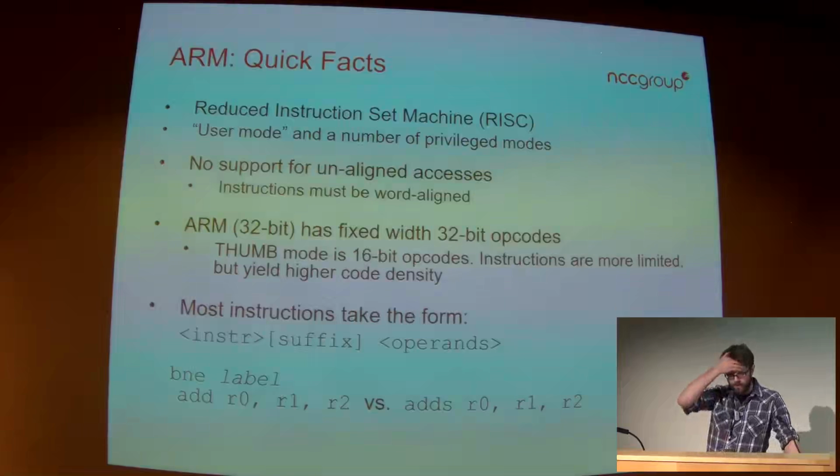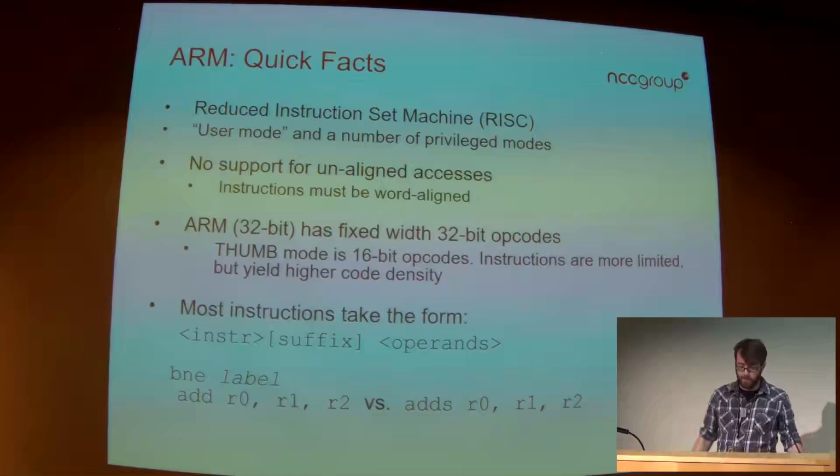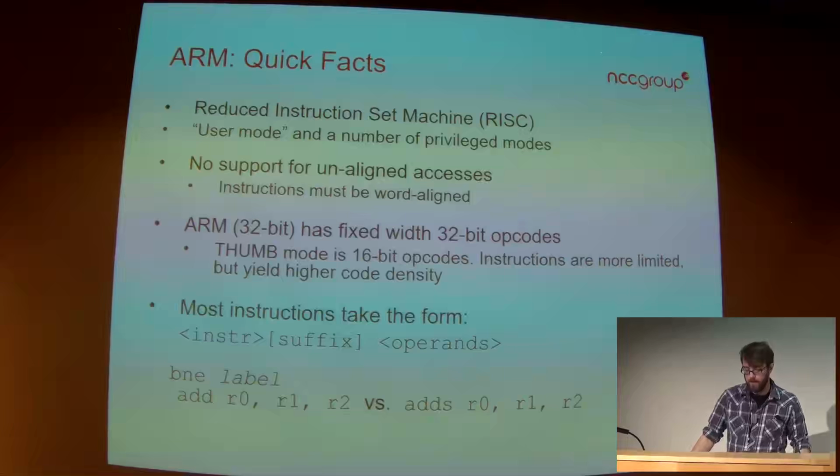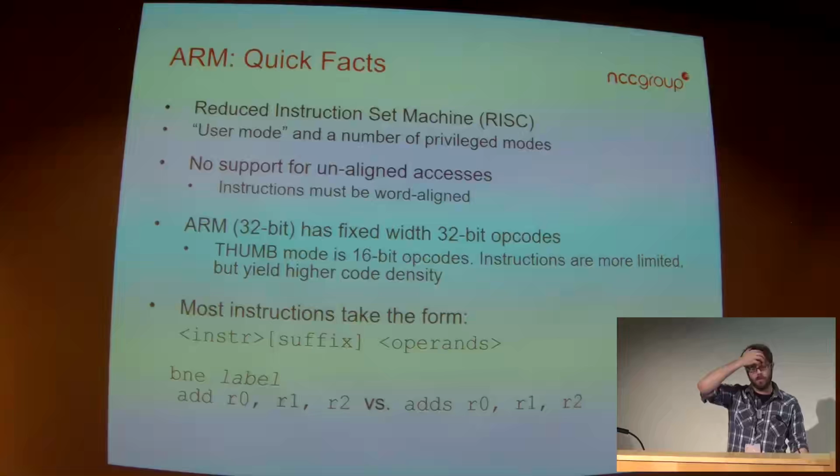ARM has 32-bit. Well, ARM is 64-bit as well. We're talking 32 only here. That's fixed with 32-bit opcodes. And there's also this Thumb mode, and Thumb is 16-bit opcodes, and the instructions are more limited, but this yields higher code density.